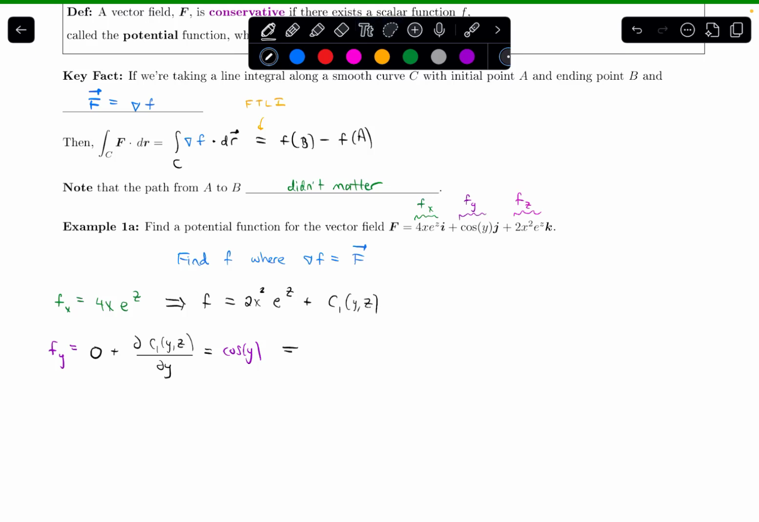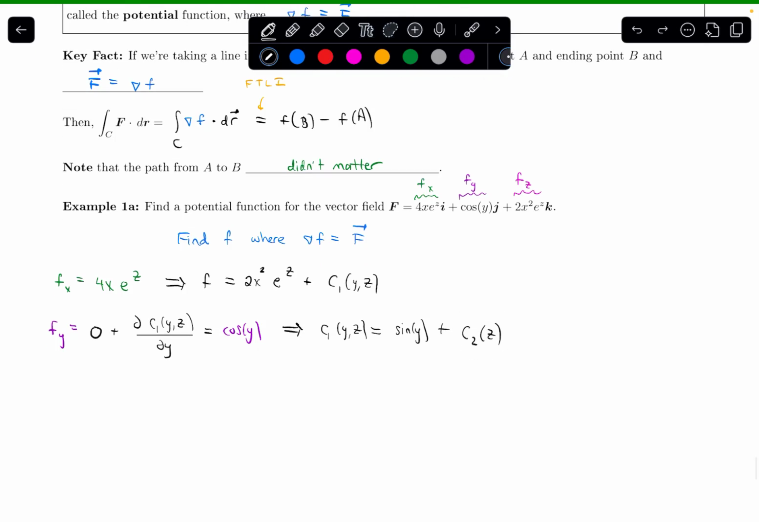So let's do the antiderivative to try to recover what c1 of y comma z is. I'm going to do the antiderivative with respect to y, so y is getting treated as a variable. The antiderivative of cosine of y is just sine of y. Then normally I'd have a plus c, but I am treating z as a constant, so not only could there be a constant, there could be z's as part of it. So I notate that by writing c2 of z, a function of z.